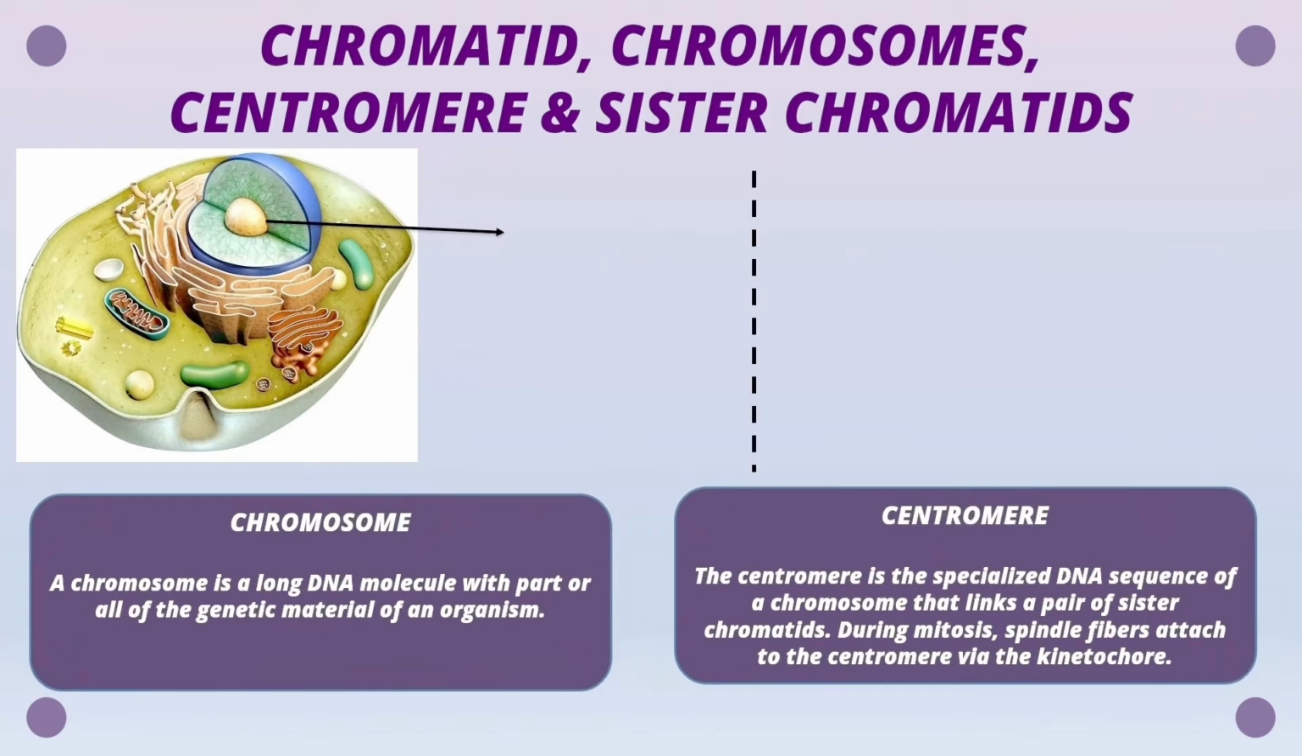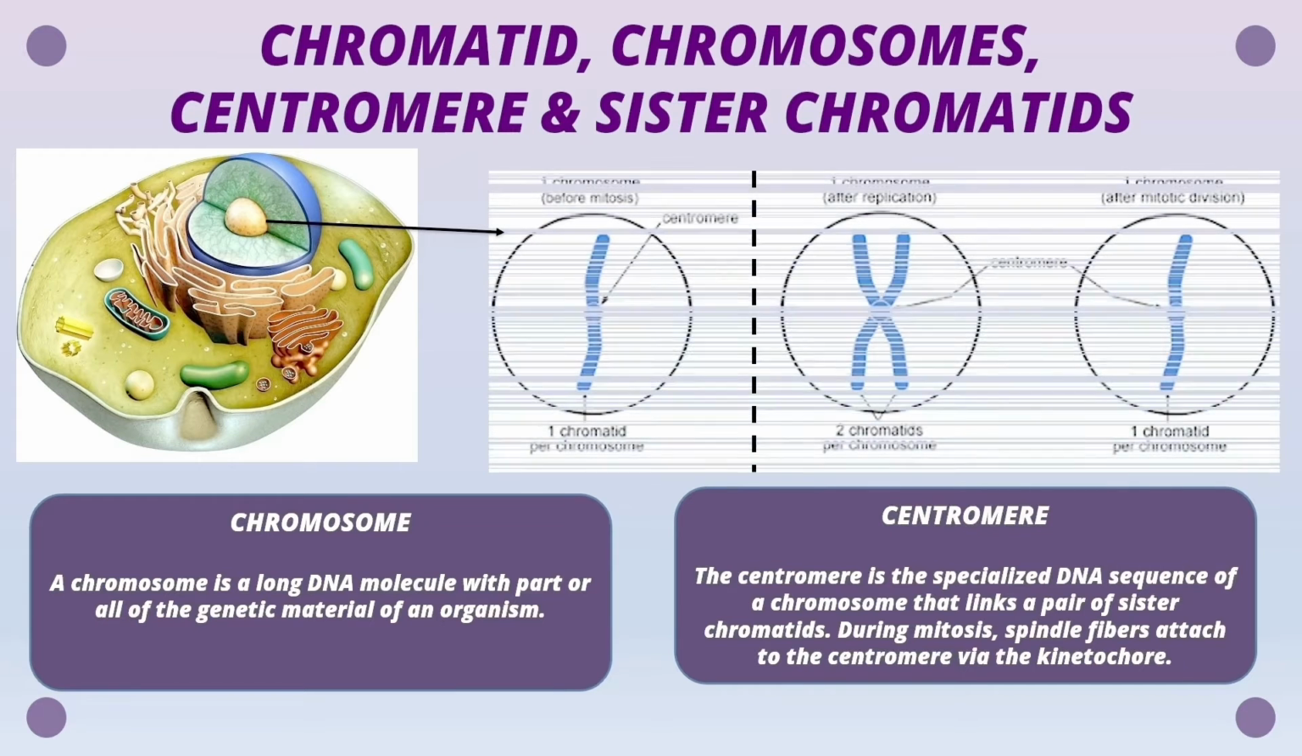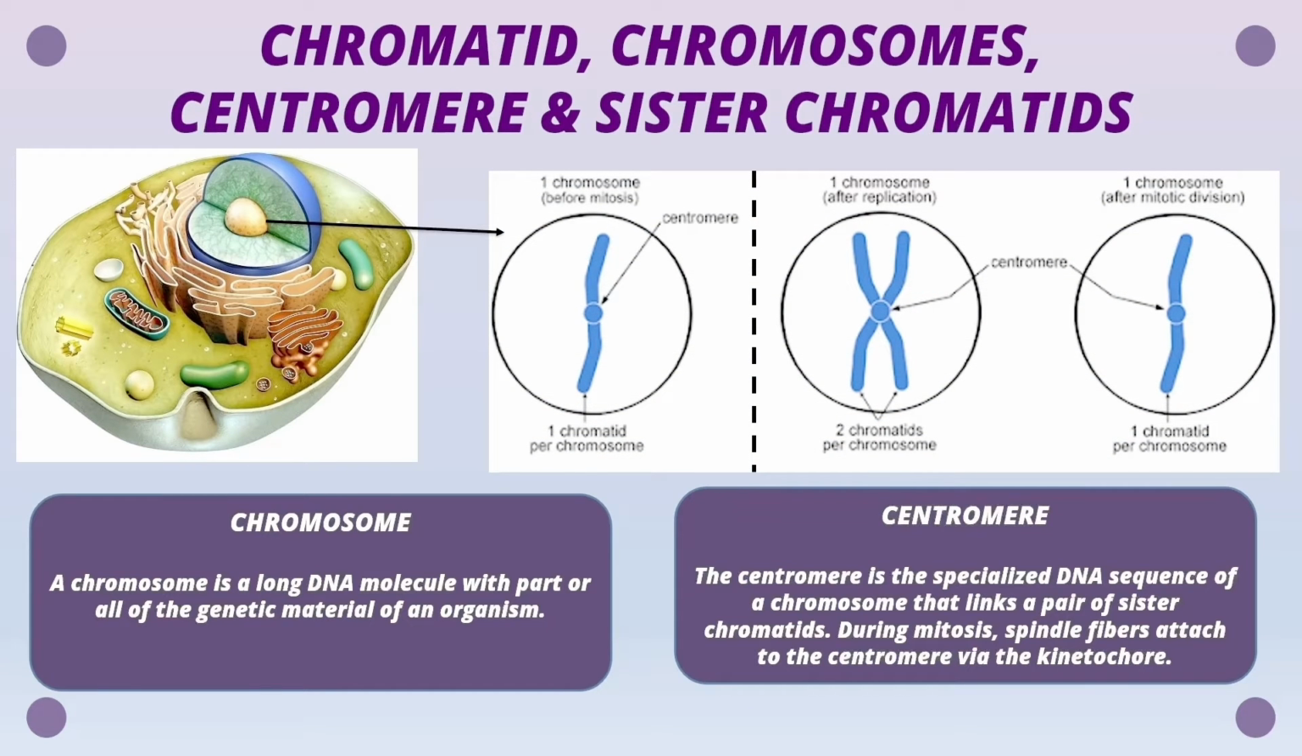In all eukaryotic cells, we have a nucleus, and in that nucleus, we have chromosomes. A chromosome is a long DNA molecule with part or all of the genetic material of an organism. The centromere is located at the middle of the chromosome. As you can see, the chromosome on the left side is before replication and the right side is after replication, after the chromatid replicates itself into two.